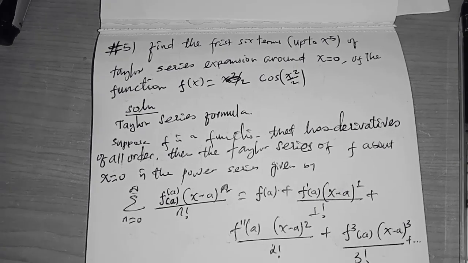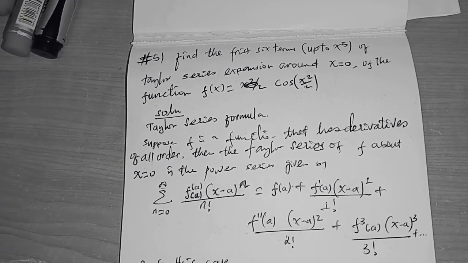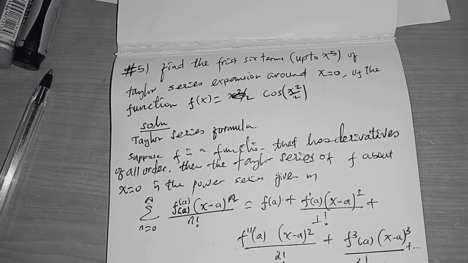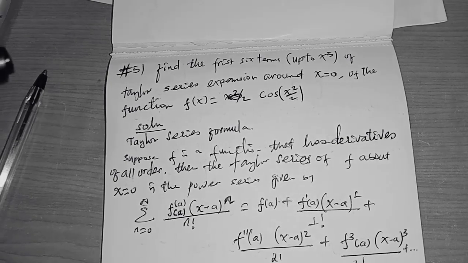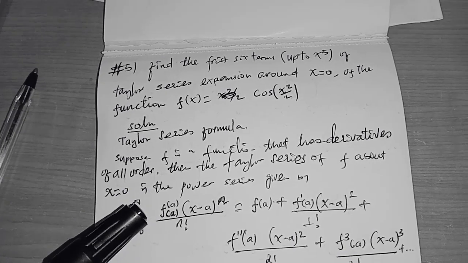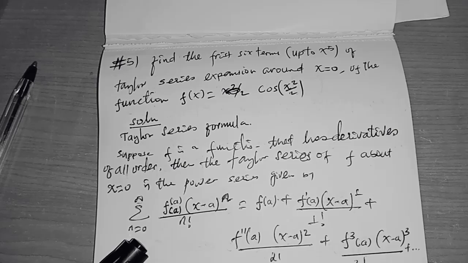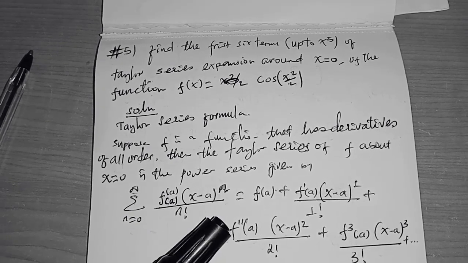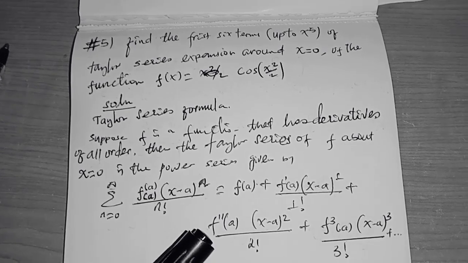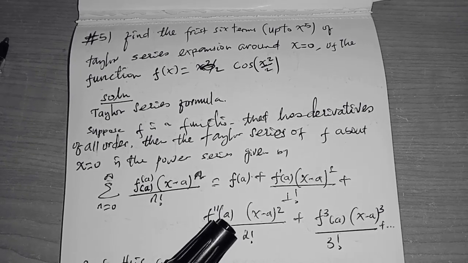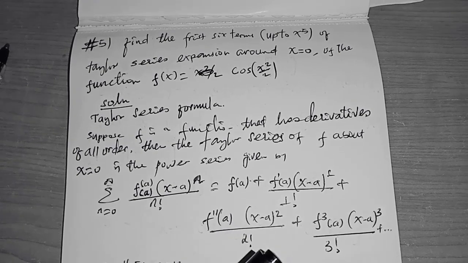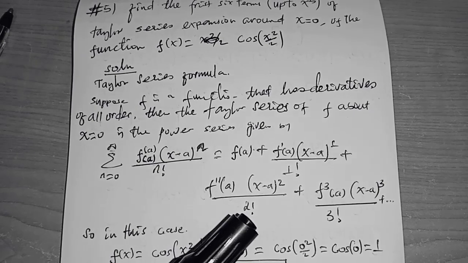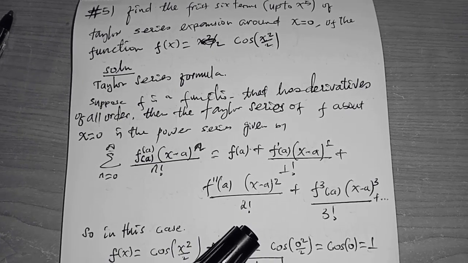To find this, we need to remember the Taylor series formula. Suppose f is a function that has derivatives of all orders, then the Taylor series of f about x equals a is a power series given by the summation of f to the power n of a, times x minus a to the power of n, over n factorial, which equals f of a plus f derivative of a times x minus a to the power of 1 over 1 factorial, plus the second derivative of f at a times x minus a to the power of 2 over 2 factorial, plus so on.